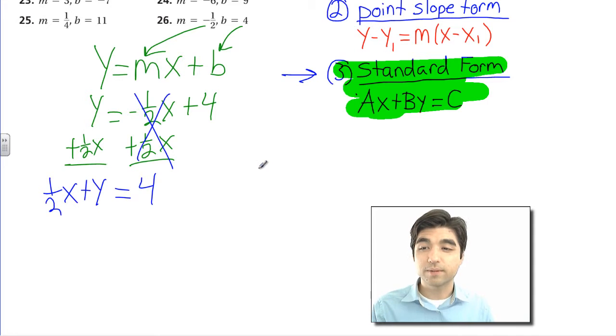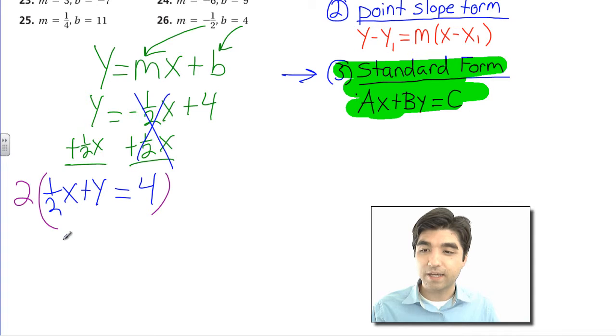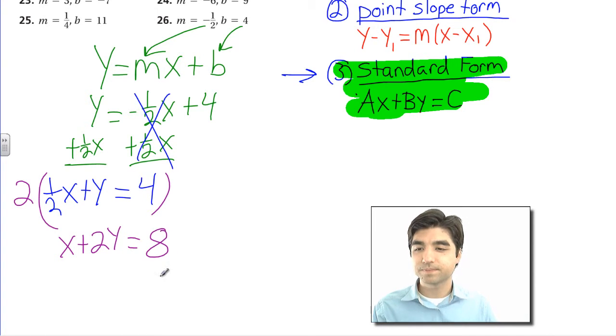Okay, so then we have that problem where we have a half in front of the x, and we need to get rid of that. So we're going to take everything times 2. So 2 times 1/2 equals just x. 2 times y equals 2y. And then 2 times 4 equals 8.